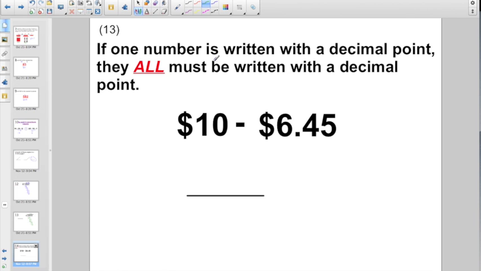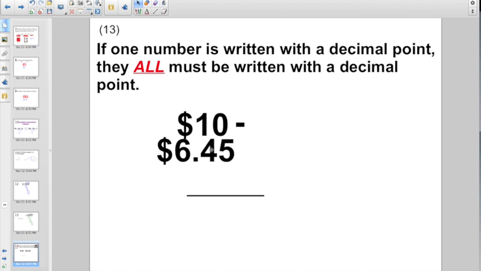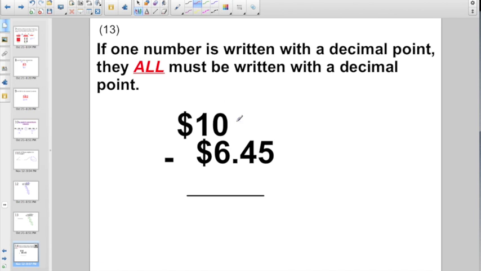Coming at us from lesson 13, where the big lesson to know right now is, if one number is written with a decimal point, they all must be written with a decimal point, right? The big mistake I see is kids trying to line up like this or over here. But the truth of the matter is that you would go and line up at the decimal point. You would have to go and write in the decimal point on this $10. Then you'd be able to successfully subtract it, right?